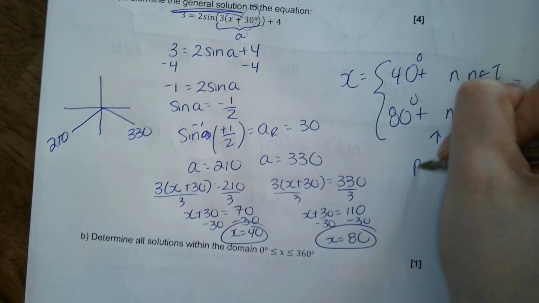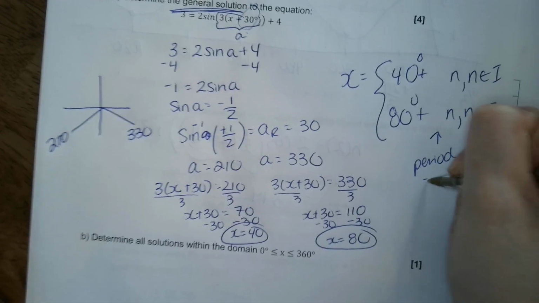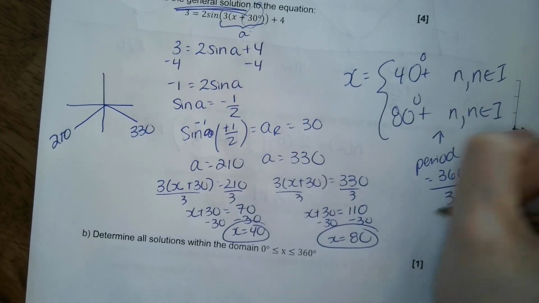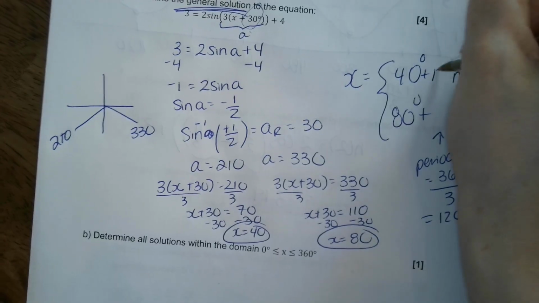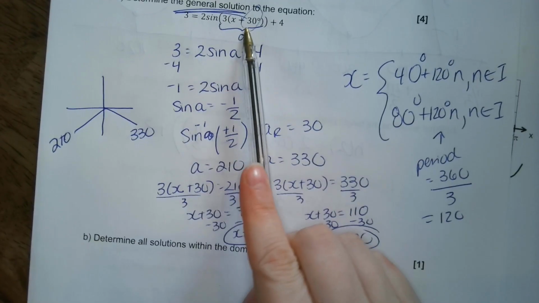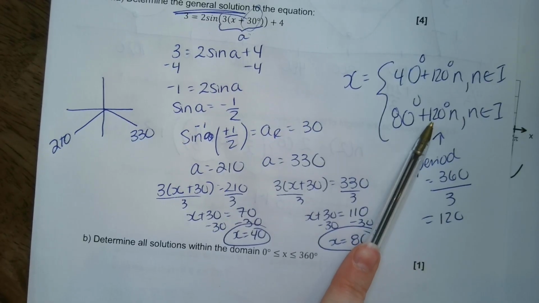This is always going to be your period. Your period is 360 over your B value, which was 3. So 120. Make sure if this was in radians, you change it to radians in your general solution.